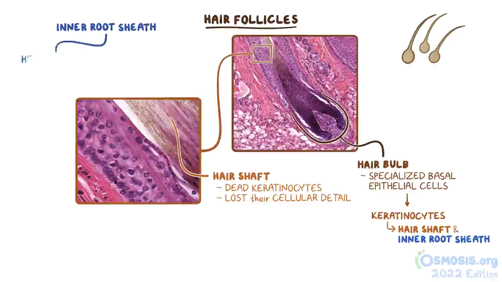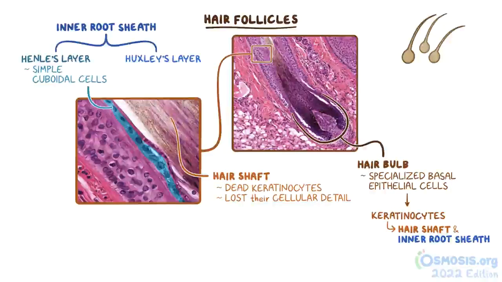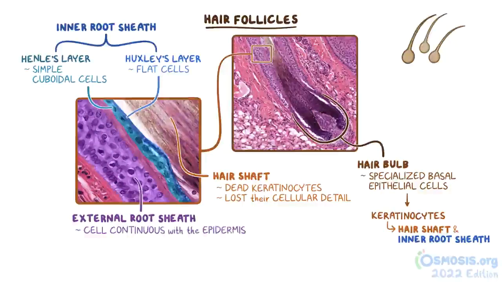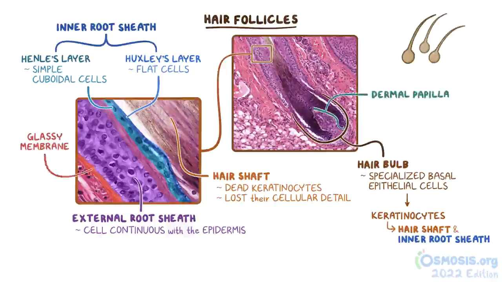The outer layer is called Henle's layer, which is a layer of simple cuboidal cells, and the inner layer is called Huxley's layer, which consists of a single or double layer of flat cells. Surrounding the inner root sheath is the external root sheath, which contains layers of cells that are continuous with the epidermis. Separating the external root sheath from the dermis is a hyaline, acellular layer called the glassy membrane. The dermal papilla is the connective tissue and network of capillaries that helps bring nutrients to the growing basal cells and projects into the base of the bulb.